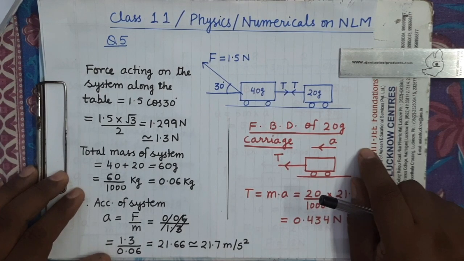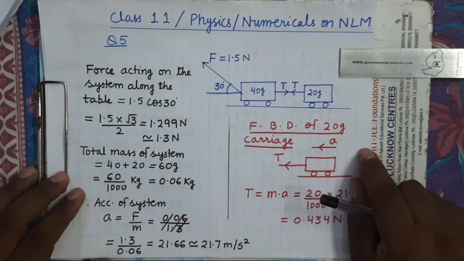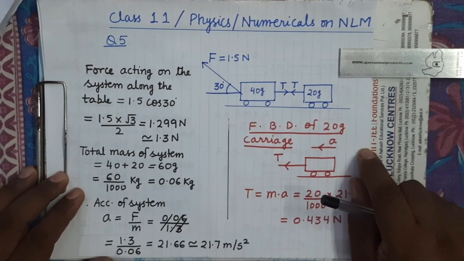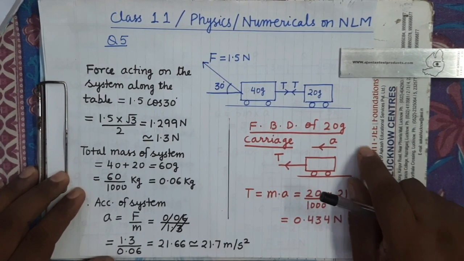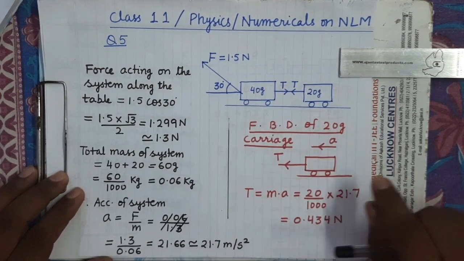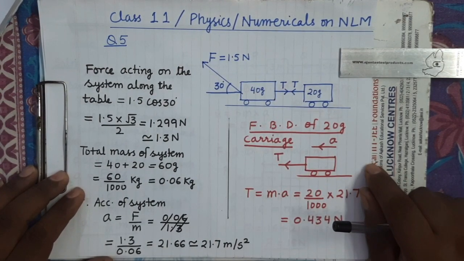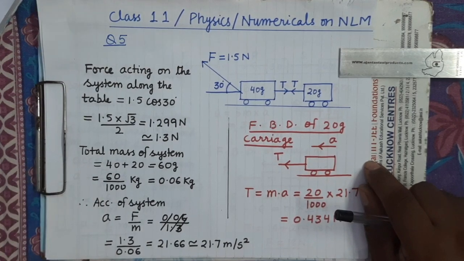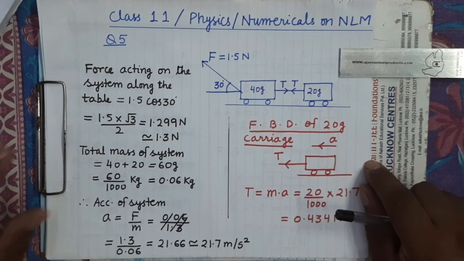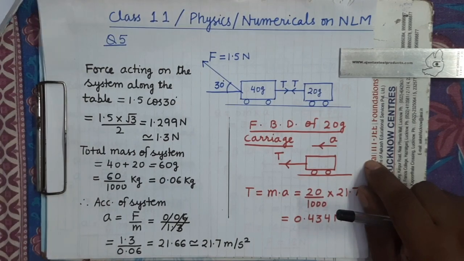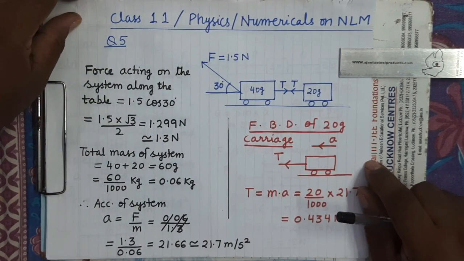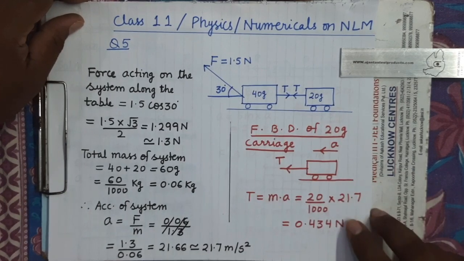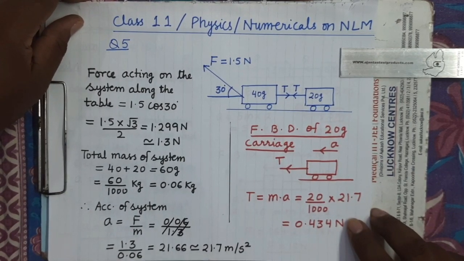You have to calculate the acceleration of the 40 gram carriage, then the acceleration of the 20 gram carriage, then the tension in the string fastened between the two carriages, means this tension. So this you have to determine. In the figure, the force is acting on both separately. This is the numerical problem on the connected bodies.